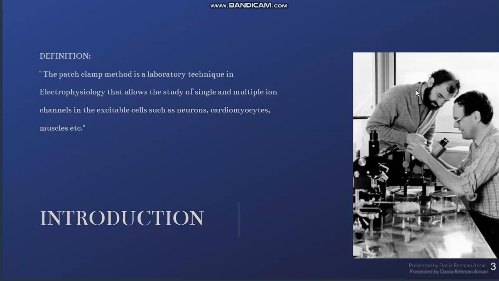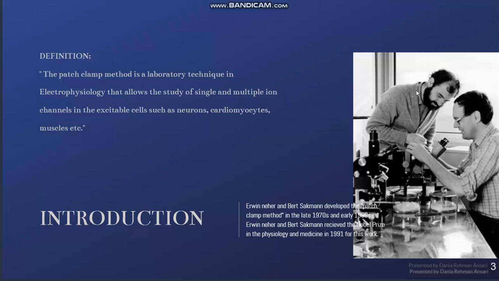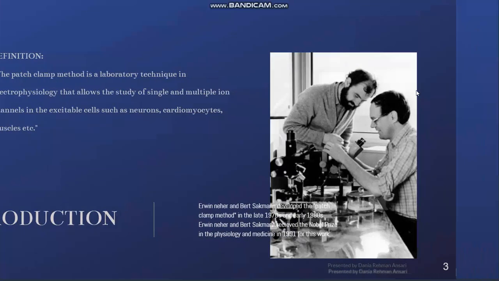What is an action potential? Basically, an action potential is a rapid rise and subsequent fall in the voltage or membrane potential across the membrane with a characteristic pattern. These electrophysiological techniques have been applied to study membrane responses of single and multiple ion channels, and they measure the current passing through these ionic channels in a variety of excitable cells such as neurons, cardiomyocytes, and muscles. These techniques were first invented by Erwin Neher and Bert Sakmann in the 1970s and 1980s, and they got the Nobel Prize for this work in 1991.